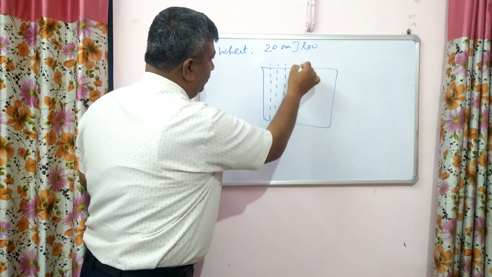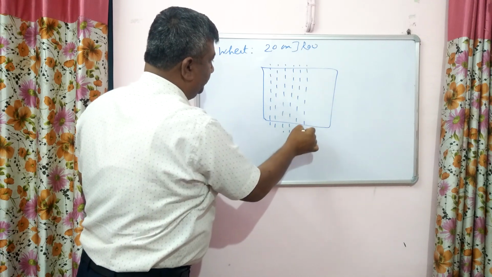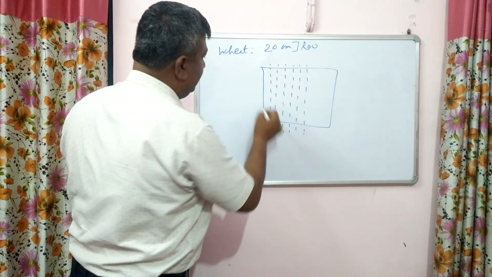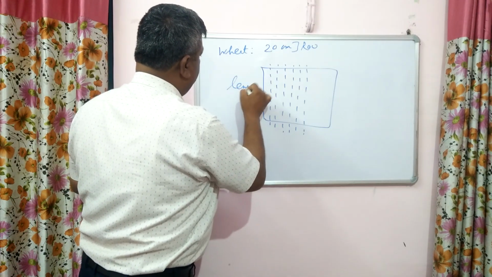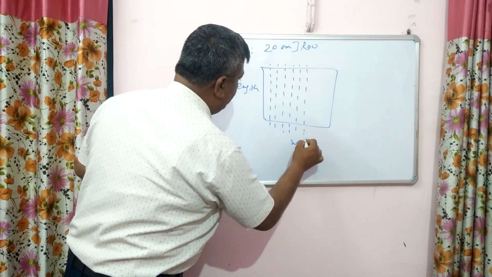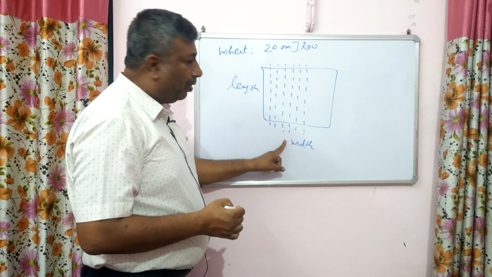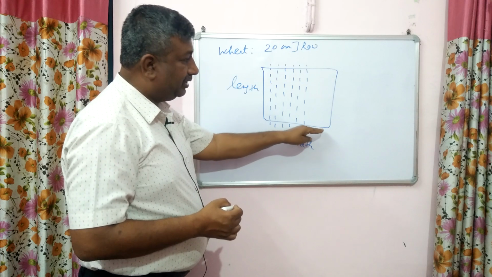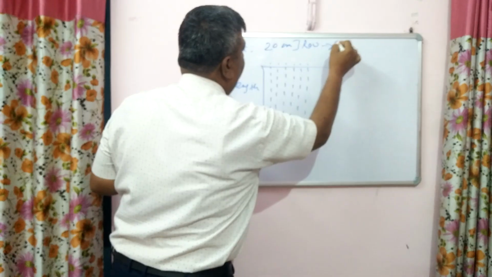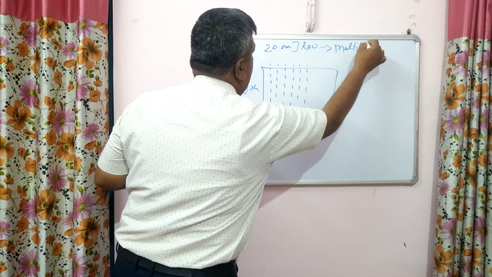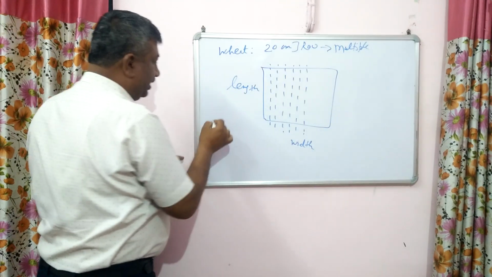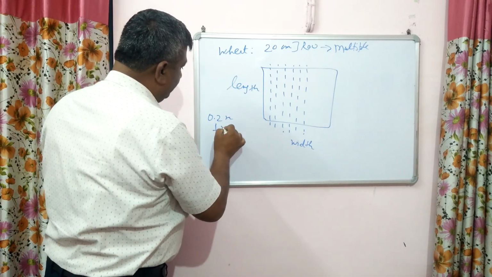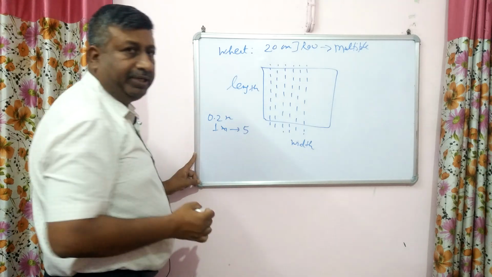So how would the minimum number of rows be decided? This is the length of the plot, and this is the width of the plot. The width of the plot is always a multiple of the row spacing. So width is decided by the multiple of the row spacing. This is 20 centimeter, which in meters is 0.2 meter. So in 1 meter there will be 5 rows.